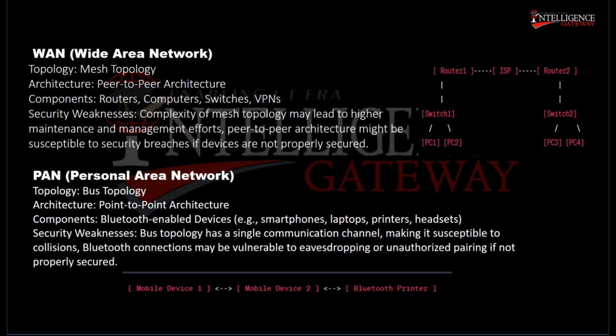Type of network: WAN, wide area network. Topology: mesh topology. Architecture: peer-to-peer architecture. Components: routers, computers, switches, VPNs. Security weaknesses: the complexity of mesh topology may lead to higher maintenance and management efforts. Peer-to-peer architecture might be susceptible to security breaches if devices are not properly secured.